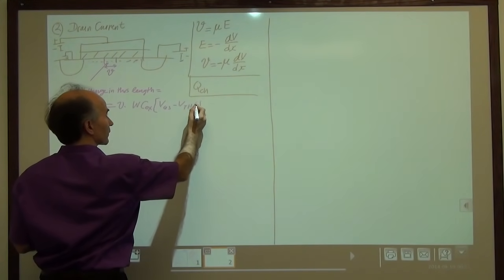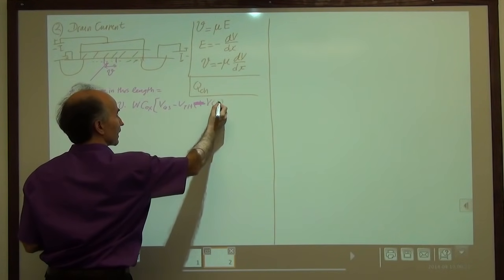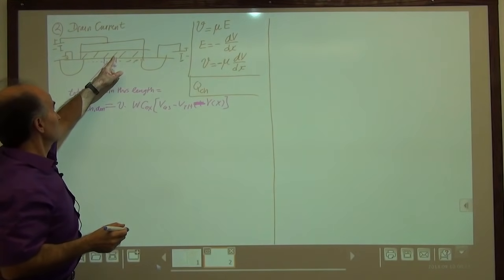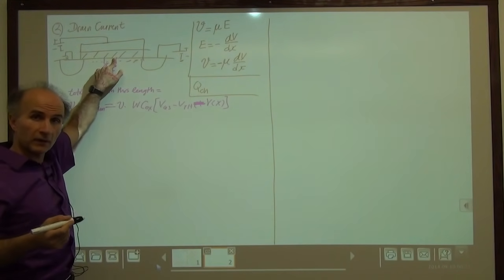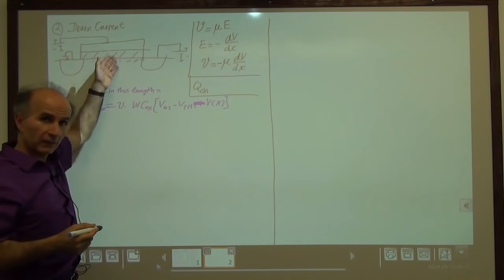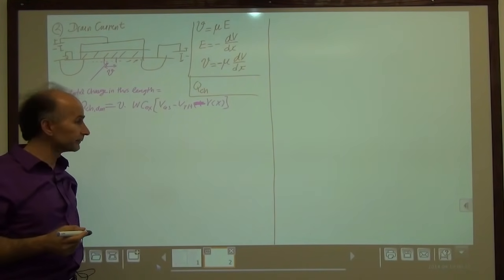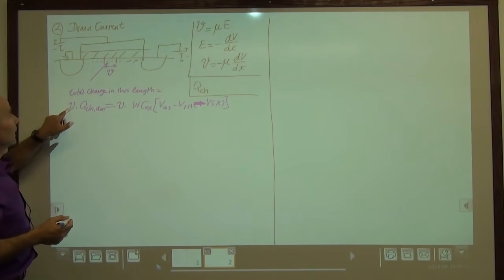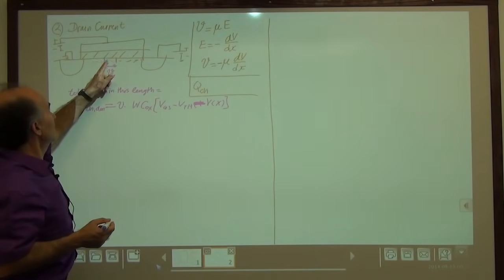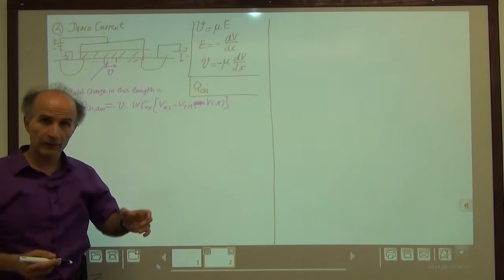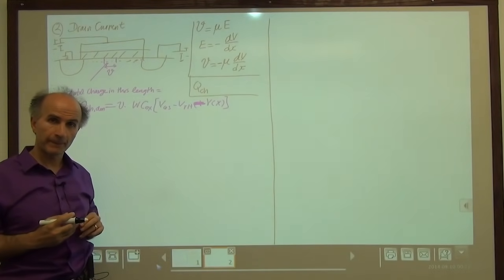Then we had V_GS minus V_TH. And unfortunately, we also had minus V(x), because the potential somewhere in the channel, right around here, was not equal to zero, it was V of x. So we had to subtract that from the effective voltage across the capacitor. Okay, so this is the total charge that I find in this length of the device, if the device has current going through it, and I take a picture.